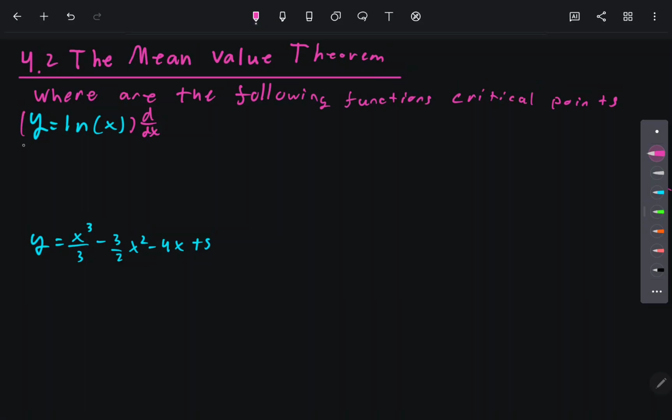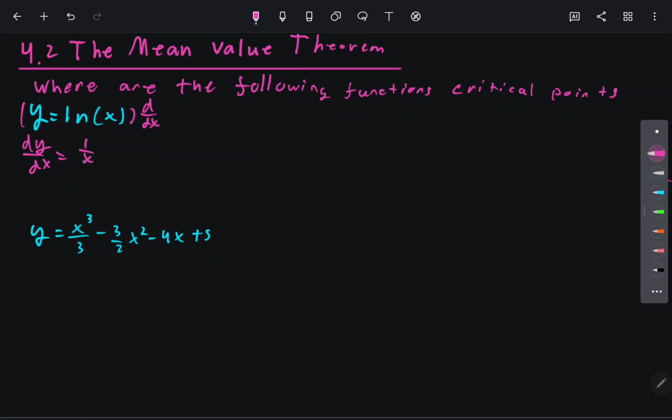So we get dy dx is equal to 1 over x. Now, if you recall from yesterday's video, or 4.1 rather, we are looking for where the derivative of the function is undefined. So at this point, we can clearly see x equals 0 is going to be a critical point. However, is it actually going to be one? We'll find out how to tell that in the next video.